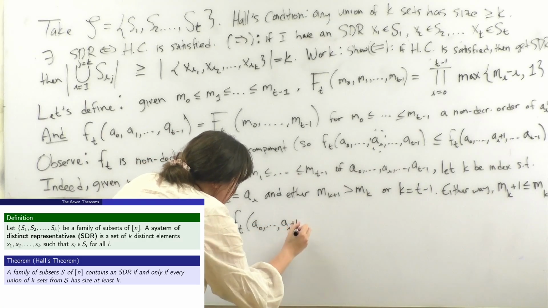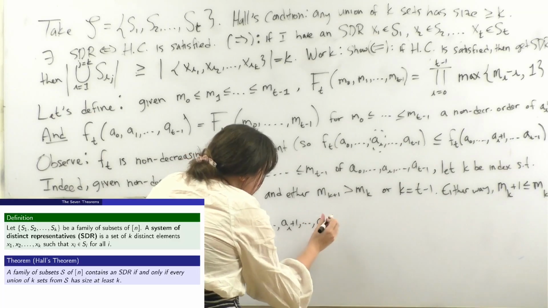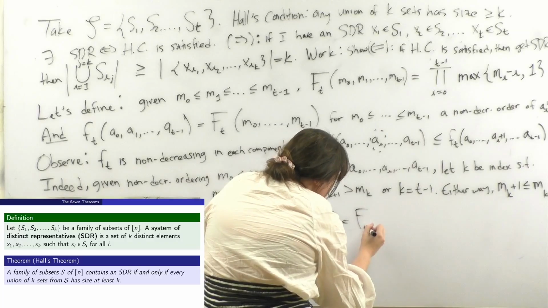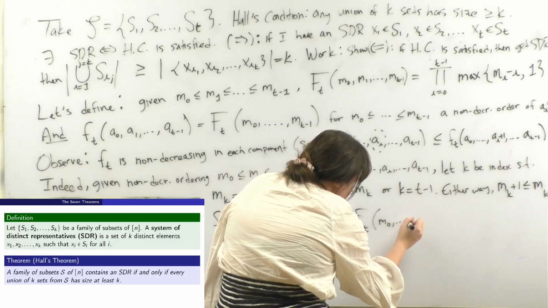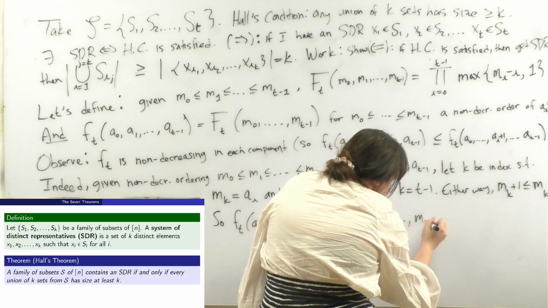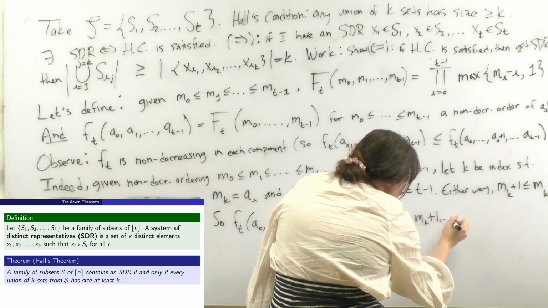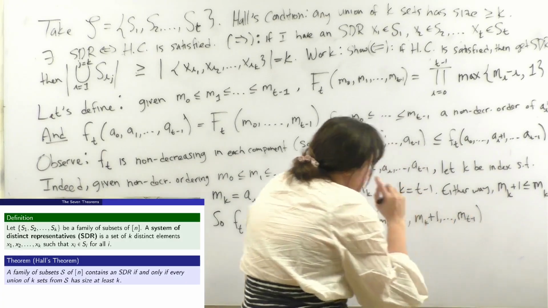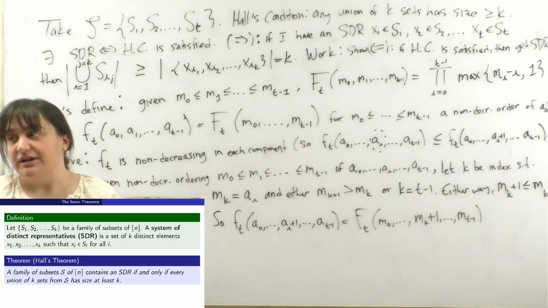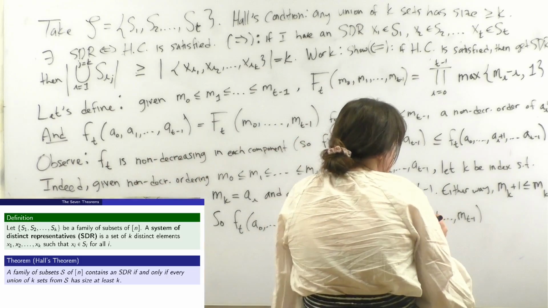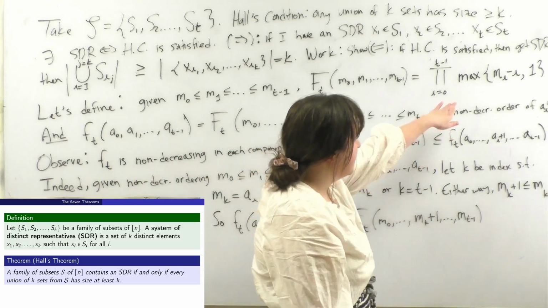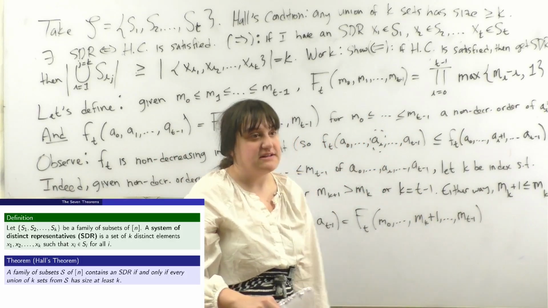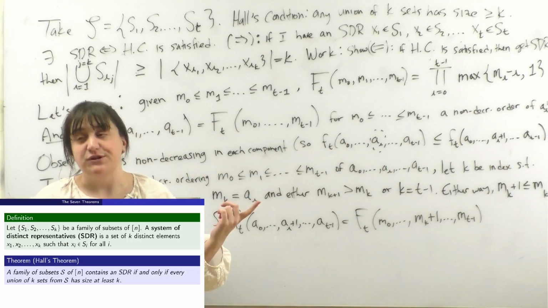when I increase this a_i by 1, this is really ft of my original non-decreasing ordering, just with this m_k incremented by 1. And now, okay, this is the product of the max of each thing here. I take the thing and subtract i and see is that bigger than 1 or not.